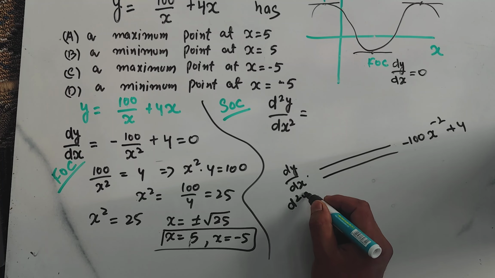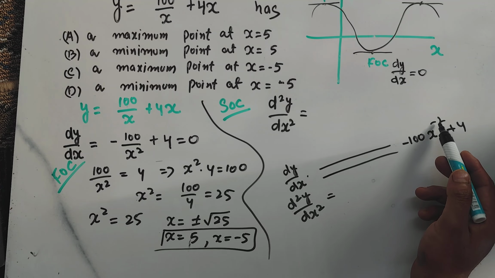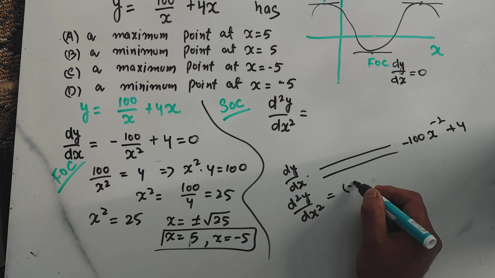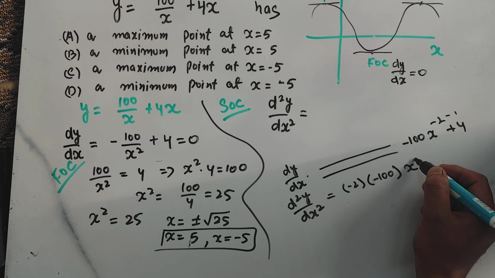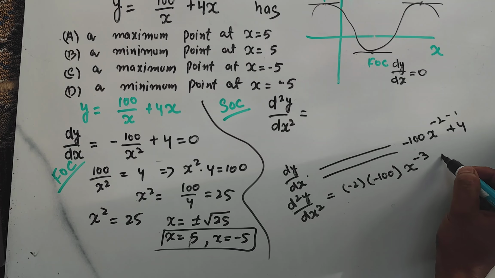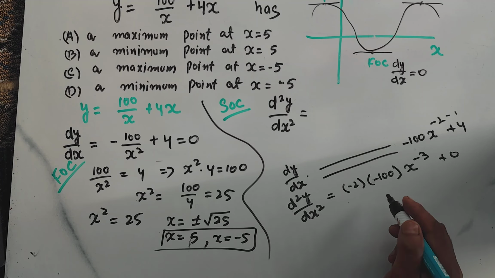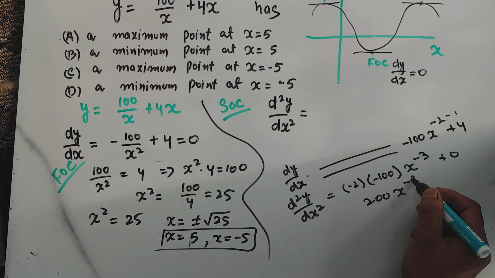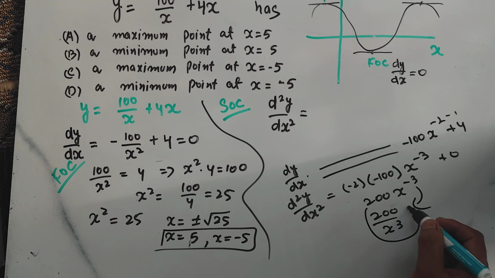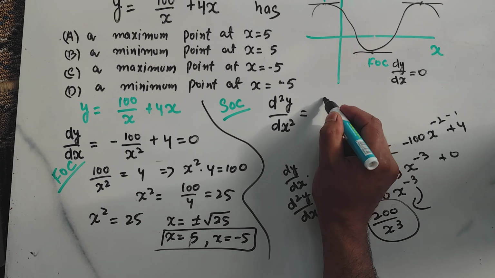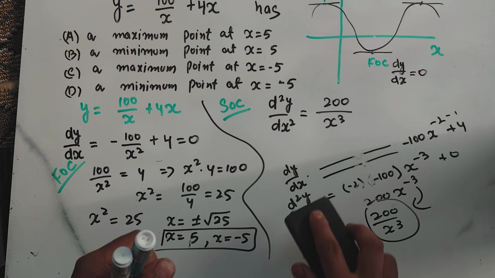Now d square y upon dx square means the derivative of this function again with respect to x. Again the exponent becomes coefficient, so we have negative 2 times negative 100, and the exponent is subtracted by 1, so it becomes negative 3, and the derivative of a constant is 0. So negative into negative is positive, we get 200 x raised power minus 3, and it can be written as 200 upon x cube. Transposing numerator to denominator, exponent sign changes. So we got 200 upon x cube as the second derivative.